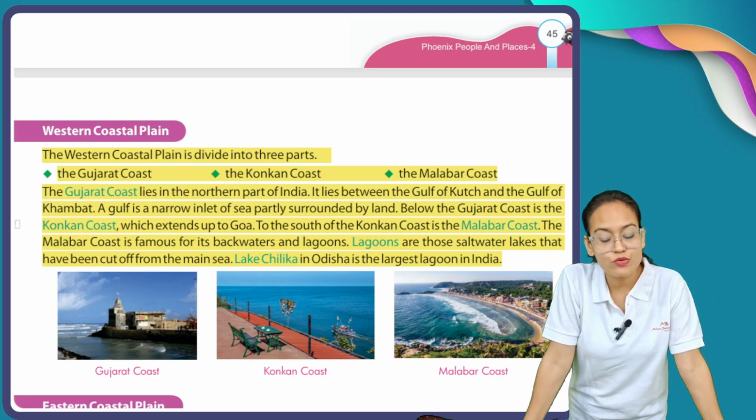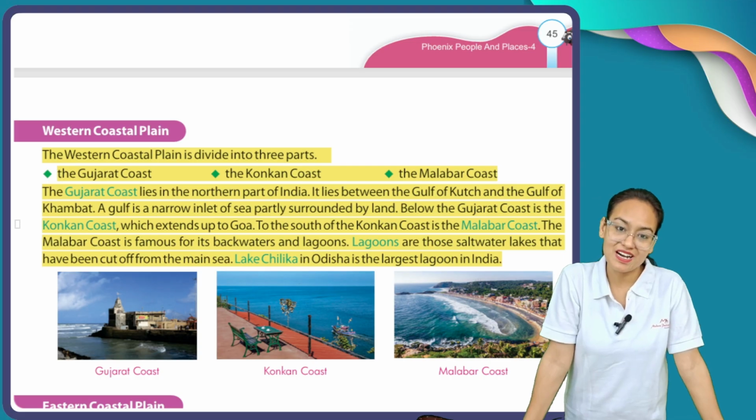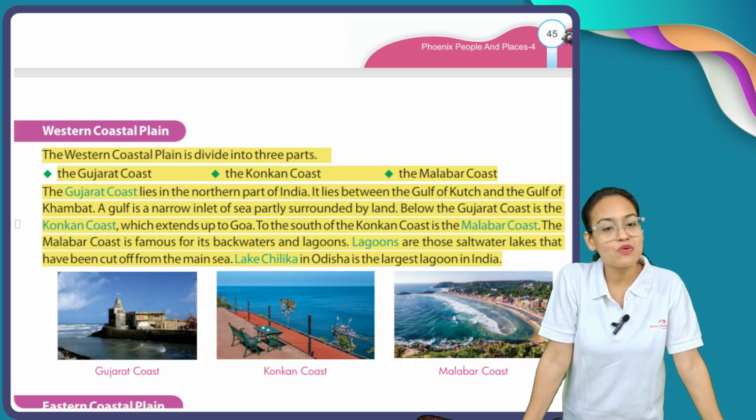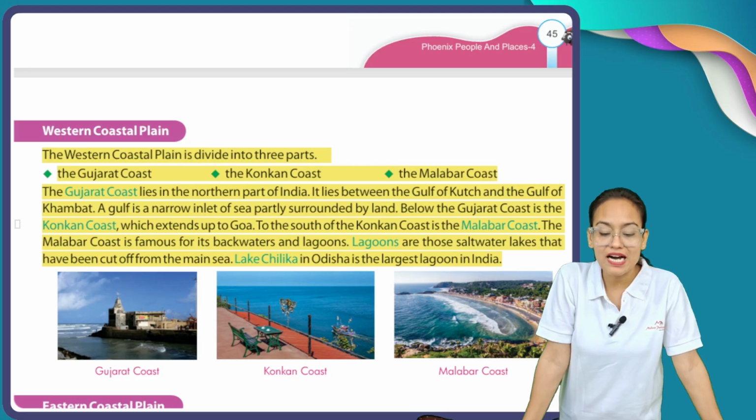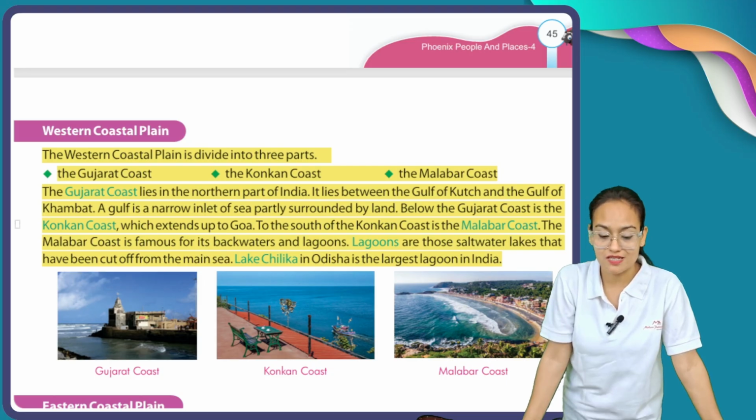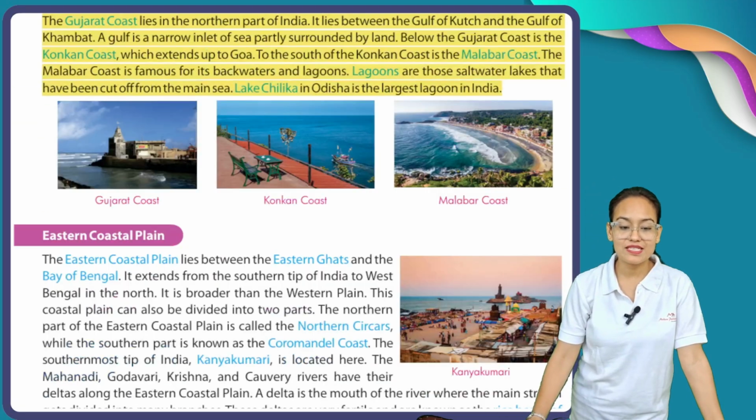Lake Chilika in Odisha is the largest lagoon in India. Which is the largest lagoon of India? It is Lake Chilika, present in Odisha state. Here you can see, this is your Gujarat coast, this is your Konkan coast, and this is your Malabar coast.